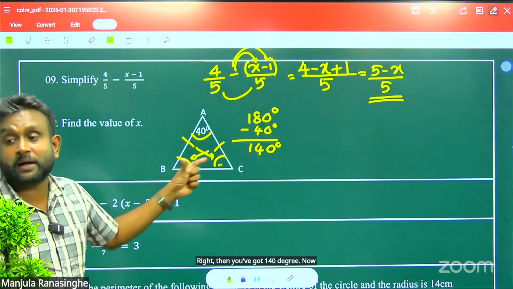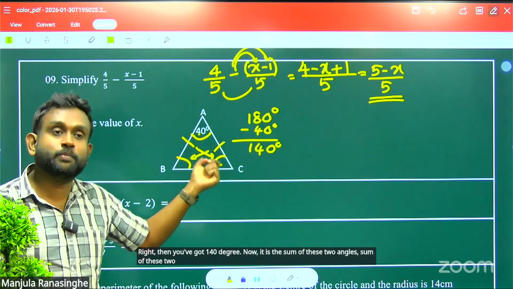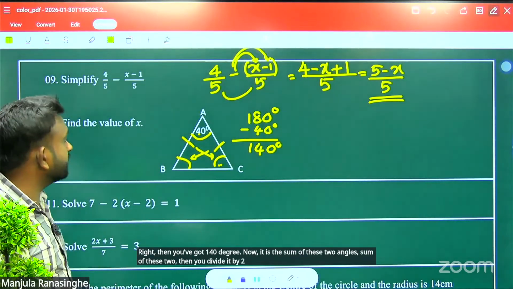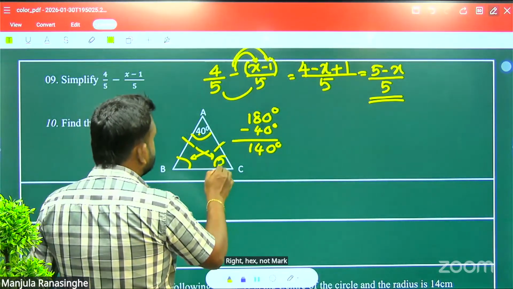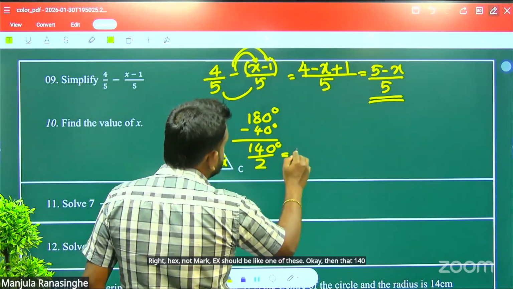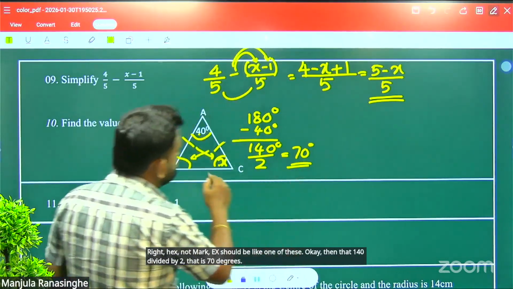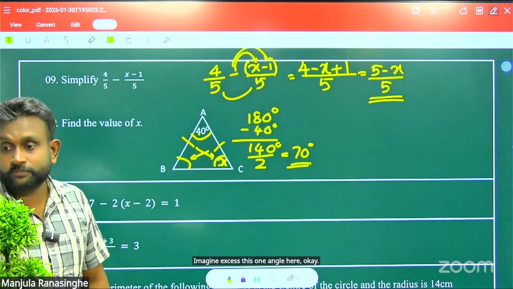Now it is the sum of these two angles. Sum of these two, then you divide it by 2 to take one angle, right? Here x not marked, here x should be like one of these. Okay, then that 140 divided by 2, that is 70 degree. Imagine x has this one angle here, okay? That is not given.